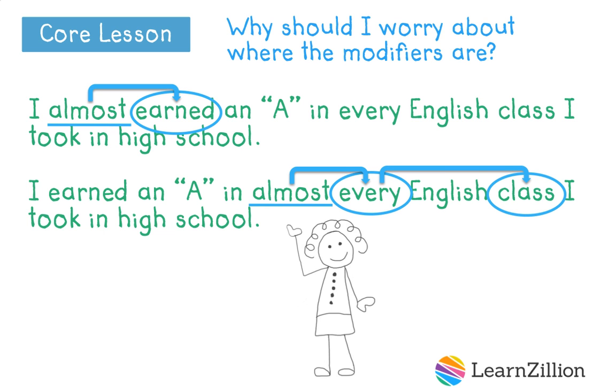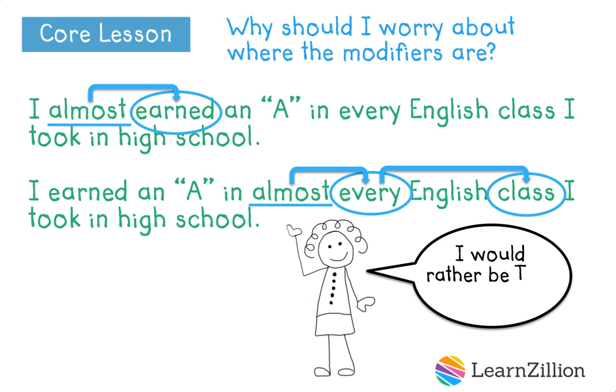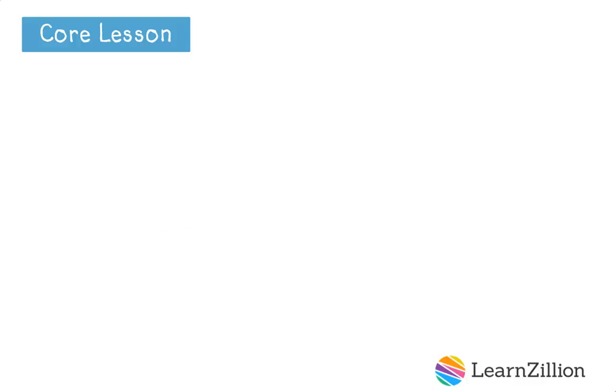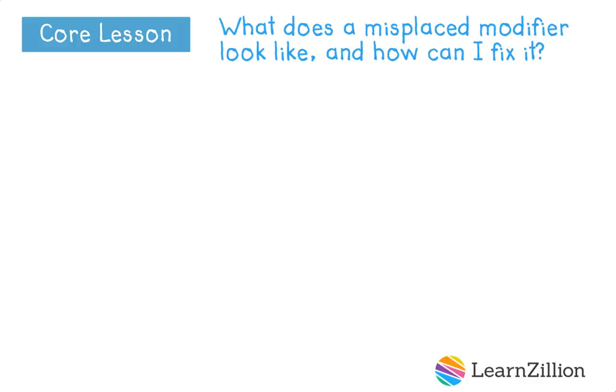The meaning of these sentences is very different. I think we would agree that the student who earned the higher marks in English was the speaker of the second sentence, whereas the speaker of the first sentence didn't quite earn an A in any of his or her English classes. Where we place the modifier almost makes all the difference. While misplaced and dangling modifier problems are very similar, the way we go about fixing them is slightly different, so we will work with them separately.